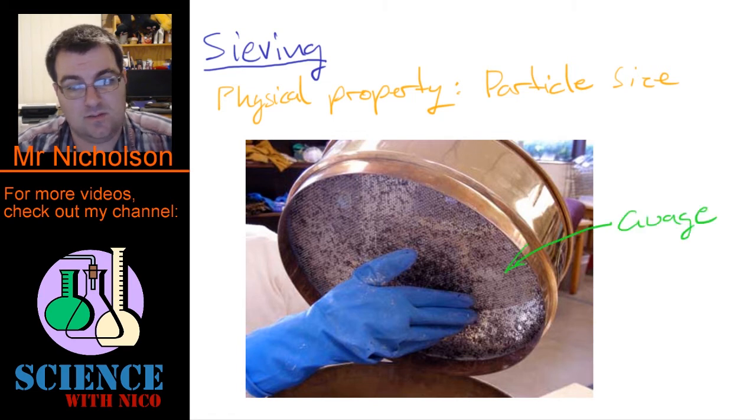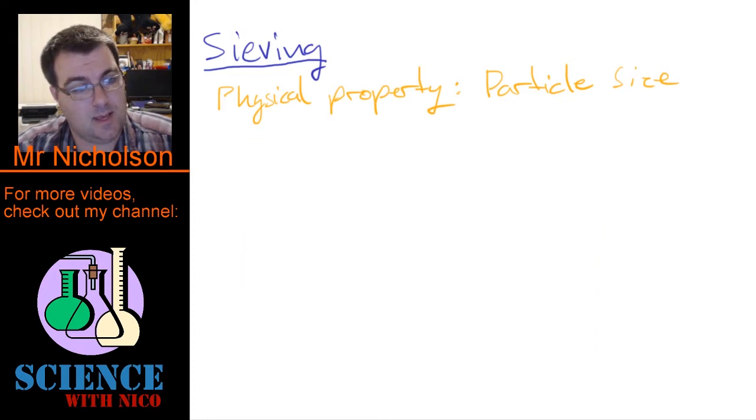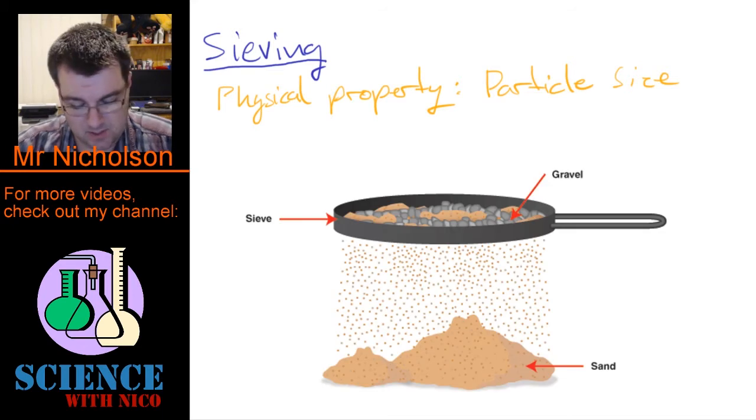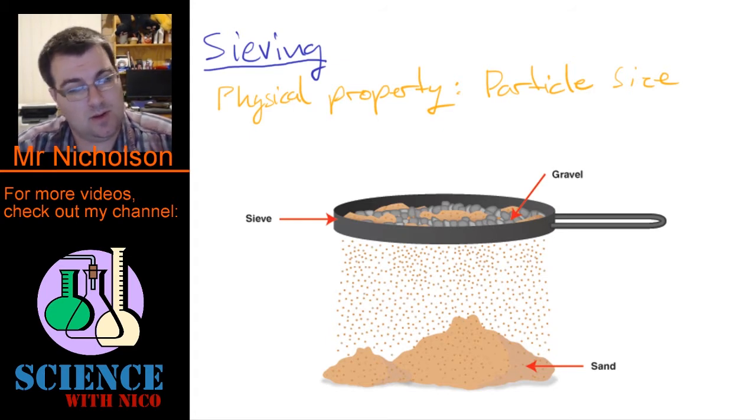The little holes in the sieve are known as the gauge, and the size of the hole will determine the size of the particle that will go through the sieve. What happens when you're sieving is you place your mixture on top of the sieve, you gently shake it to agitate and let small particles fall through, and they will be collected underneath the sieve, often in a tray. And you will retain any larger particles, which can at times be referred to as gravel, on top of the sieve.